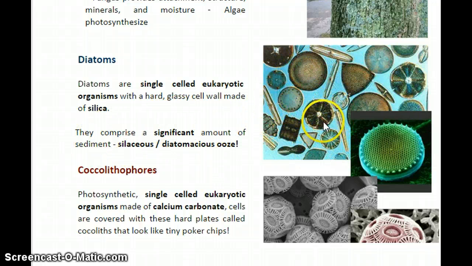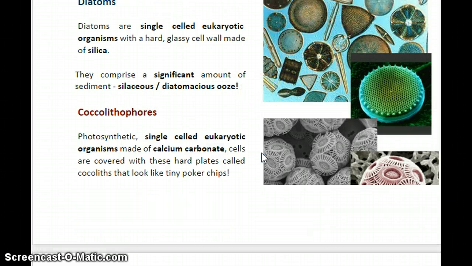Basically, when these little guys die, these silica shells or tests fall to the bottom of the ocean and make up ooze. If it's made of silica, it's known as siliceous ooze, or if it's specifically from diatoms, they call it diatomaceous ooze or diatomaceous earth. I've always thought that siliceous ooze would be a great name for a heavy metal band, so if you're looking to make a heavy metal band, that would be a good name.